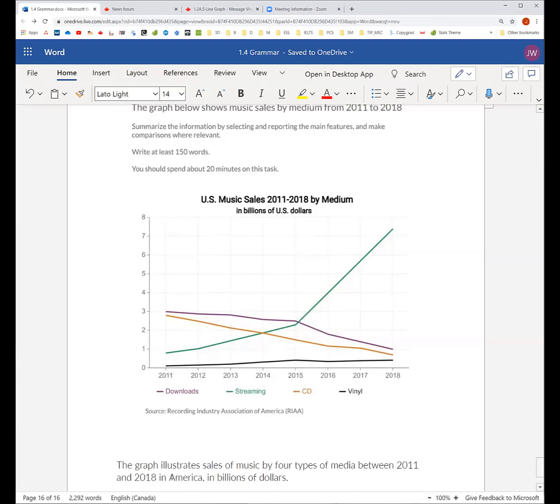We cannot say in America for billions of dollars. Not for. If you're talking about the units, it's always going to be in kilometers, in inches, in billions of dollars. Okay. If you're talking about the units, in acres, in liters, yeah.